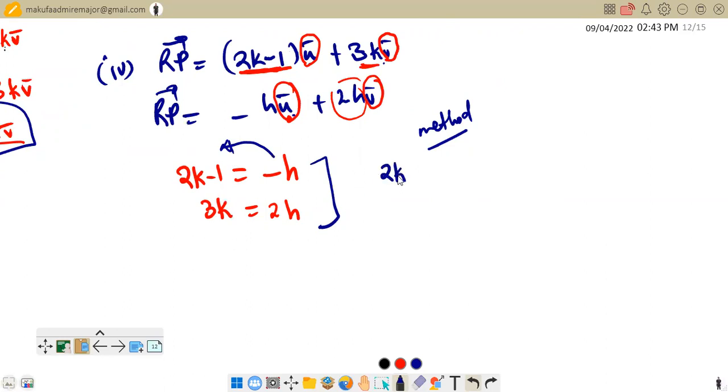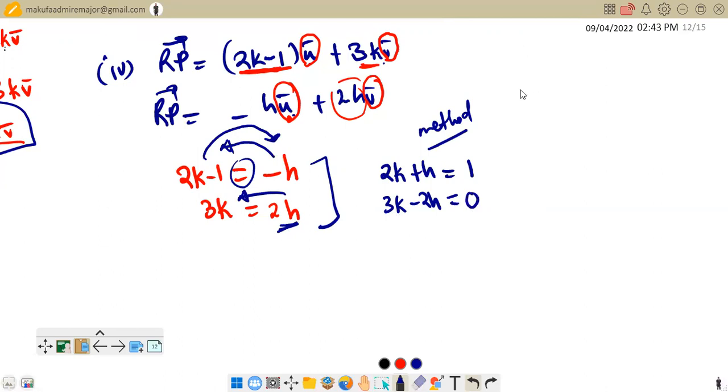So it's going to be 2k. The minus h, when it crosses the equal sign, becomes a plus. So it will be plus h is equal to, I transpose the negative 1 across the equal sign, it is going to become a plus 1, okay? I do the same on this one: 3k here, transpose the 2h to the left-hand side, it is going to be negative 2h is equal to, what is remaining here? Nothing, so it's going to be a 0 there.